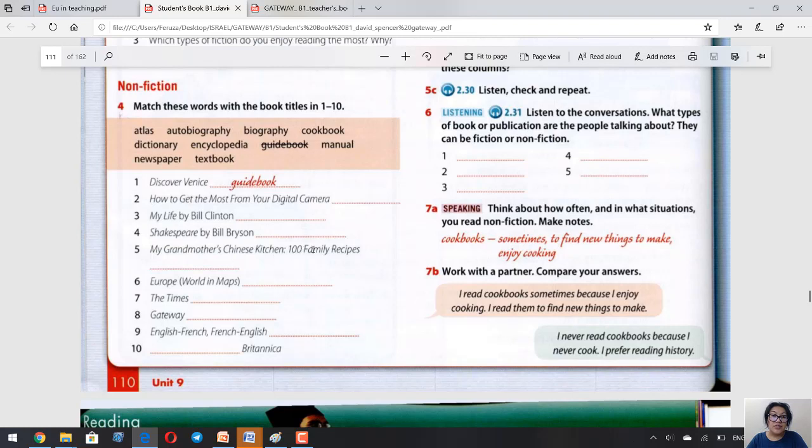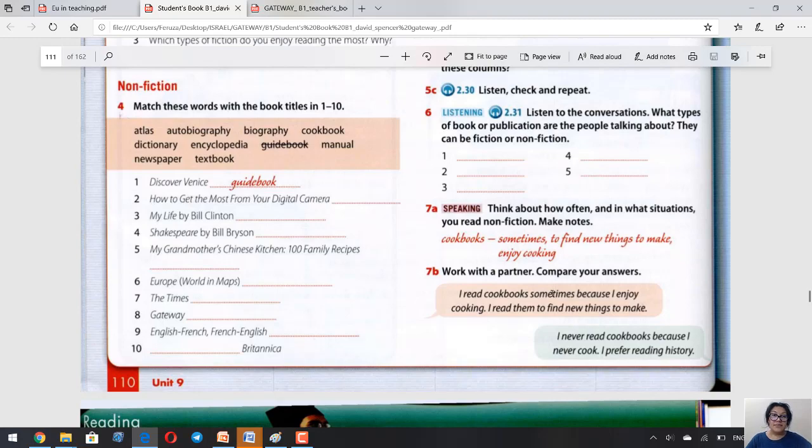My Grandmother's Chinese Kitchen, 100 Family Recipes. As we mentioned above, cookbook contains the recipes. And here we can put this word, cookbook. Europe, World in Maps. When we talk about maps, we talk about atlas. It is the map of Europe. The Times, it's the name of newspaper. Gateway, it's the name of our textbook. English, French, French, English, we can see here two languages. It is dictionary, where we can find the translation of words. And the last one, Britannica. Britannica is encyclopedia. In encyclopedia we can find information in different spheres or in different subjects.